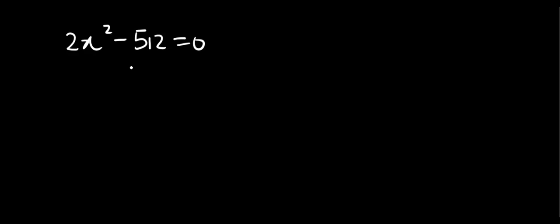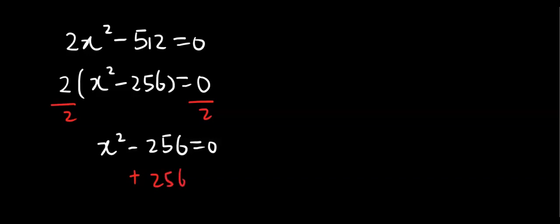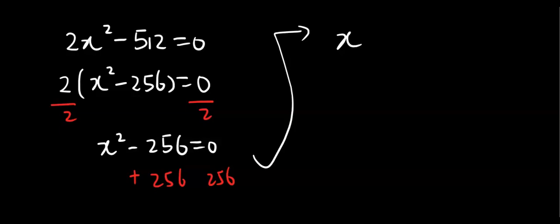Here's the next question, and we can factor out a 2. We have 2x squared minus 256 equals 0. Then we can get rid of 2 by dividing by 2 each side. Then we're going to add 256 each side. Why? Because I want to create a form that says x squared equals a number. Okay, so in this case, I have x squared equals 256.